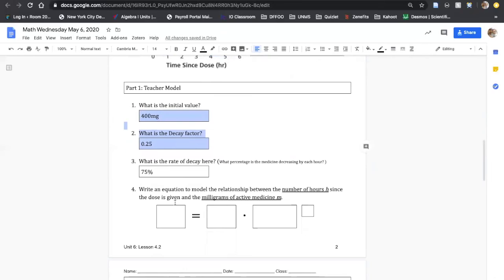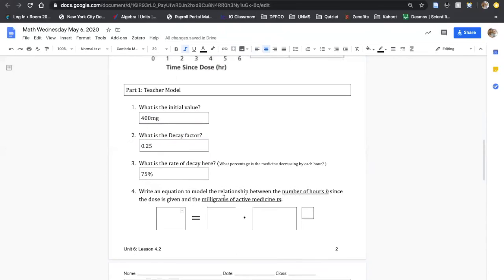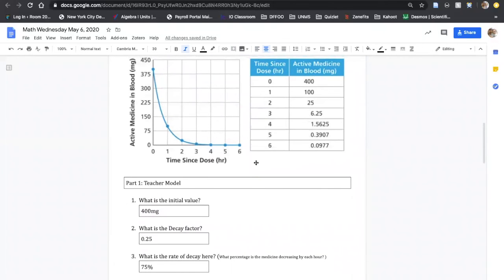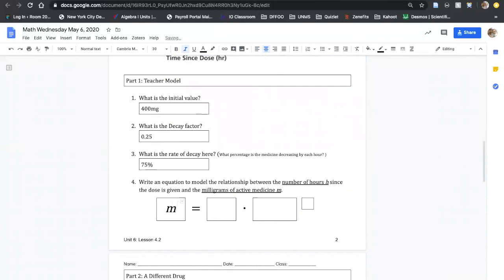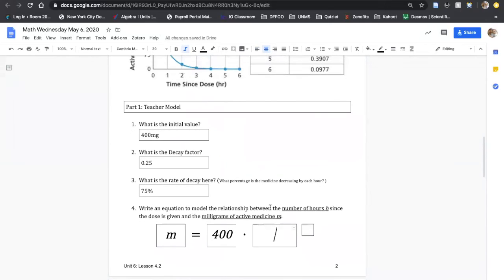Now, if I want to turn this part into an equation, I have the two variables here. It says the number of milligrams is given by M, the number of hours is given by H. So dependent, independent. Dependent, the number of milligrams, right? That's what's on the left side of my table. So the dosage I'm going to find by taking my initial value, which was 400, multiplying it by my decay factor now, not my growth factor, 0.25, and raising that to the H power, because that's how many hours I have.